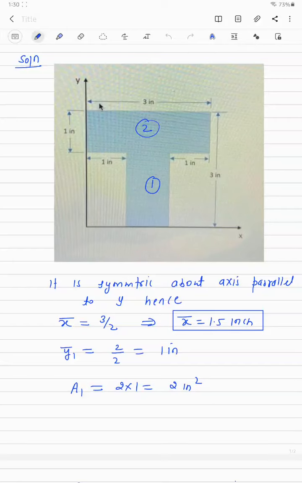Today we will find the centroid of a T shape. We will learn how we can find the centroid of a T shape. So this is a very simple question. It is given a T shape, and all dimensions are given.